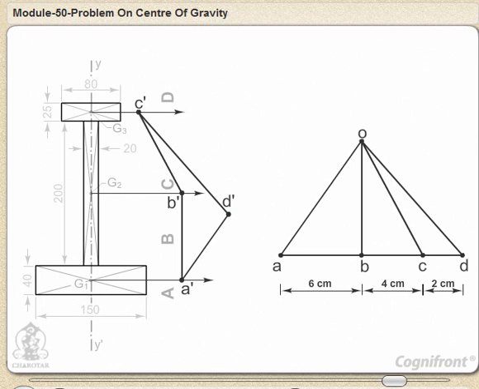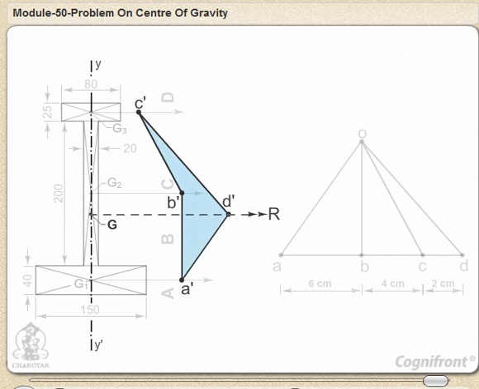Through D dash, draw a line parallel to the lines of action to intersect the axis Y dash at a point G. This line is the line of action of the resultant R of the forces and G is the center of gravity of the section. Figure A dash, B dash, C dash, D dash is called the funicular polygon or link polygon.